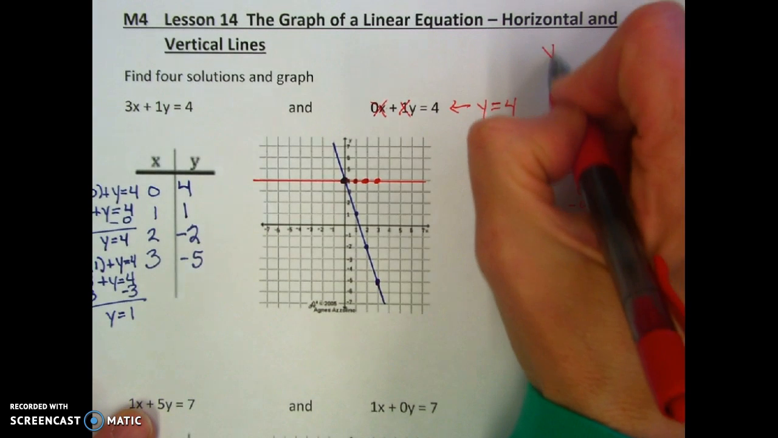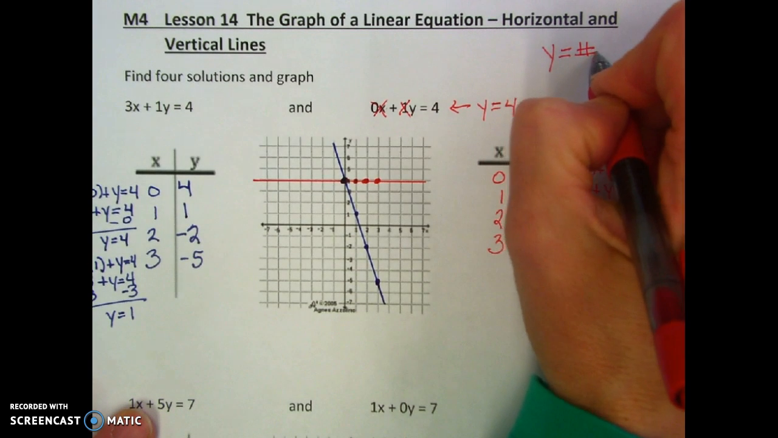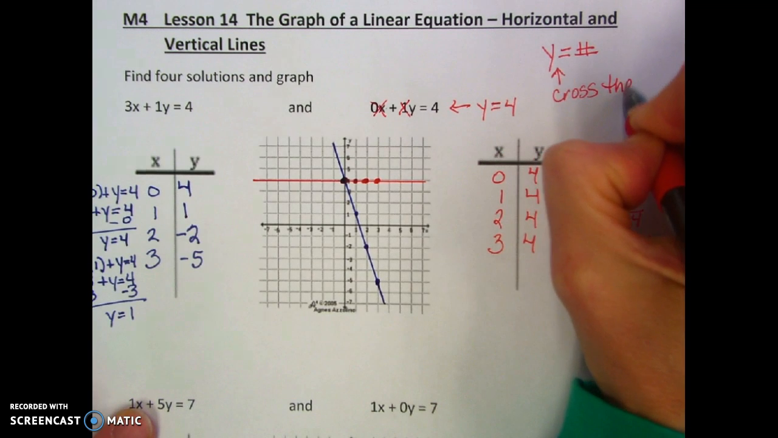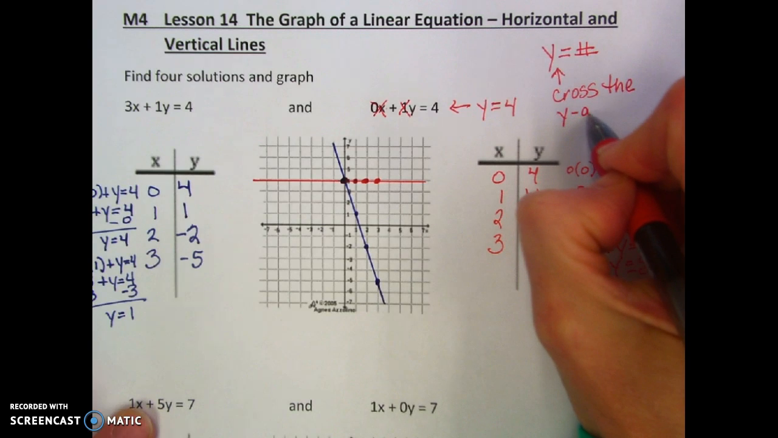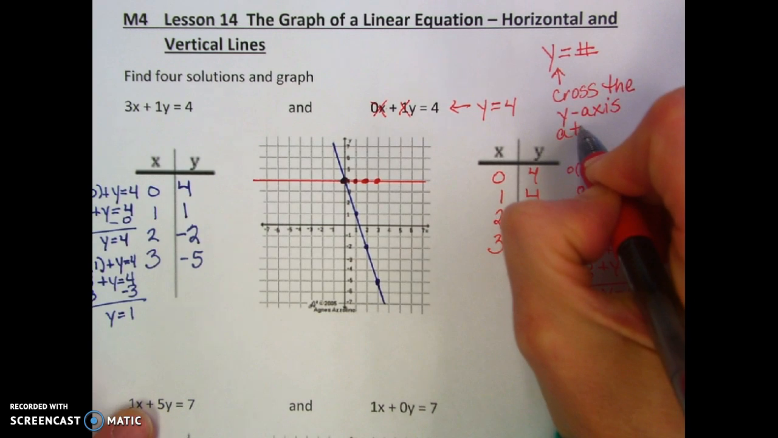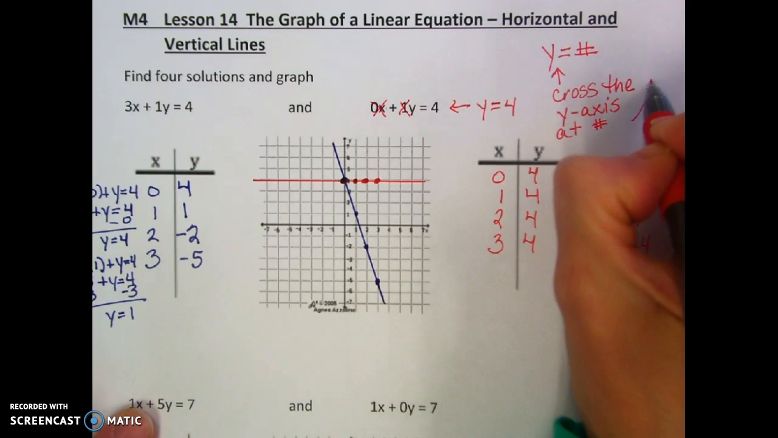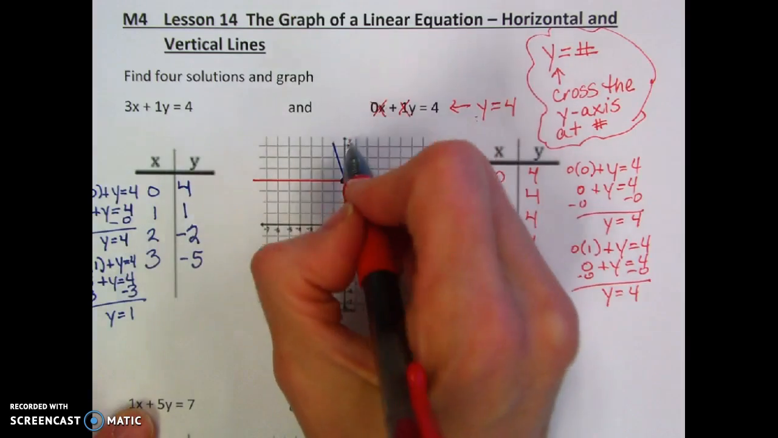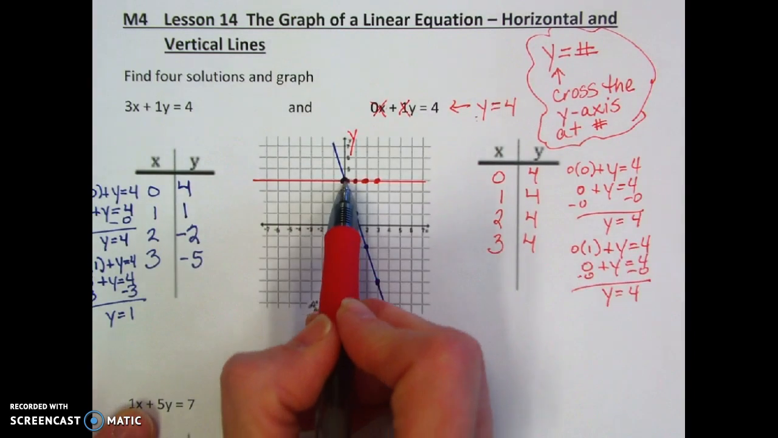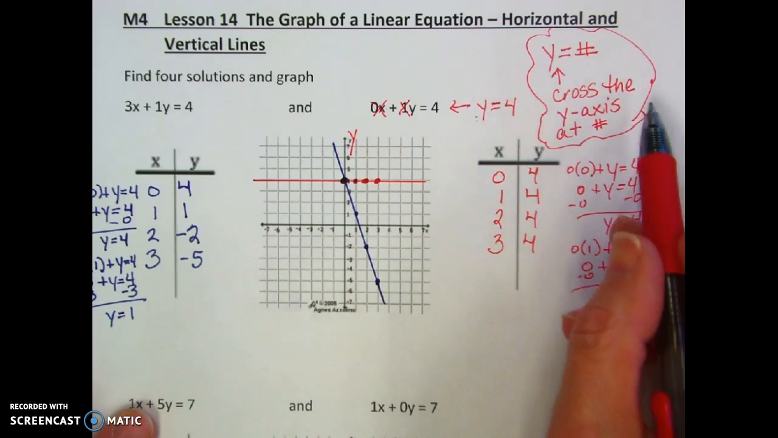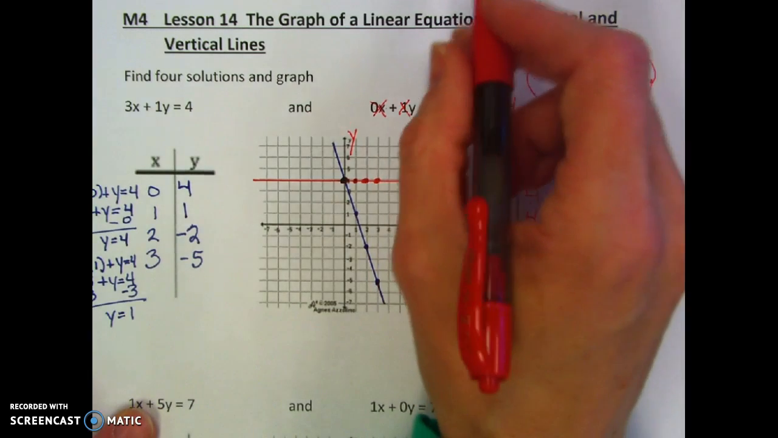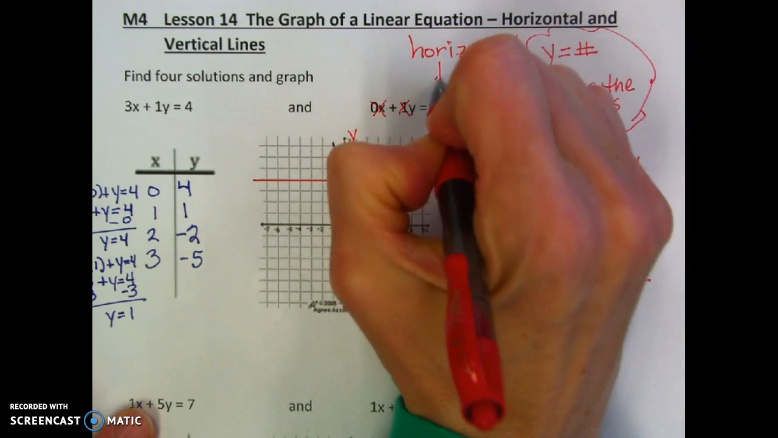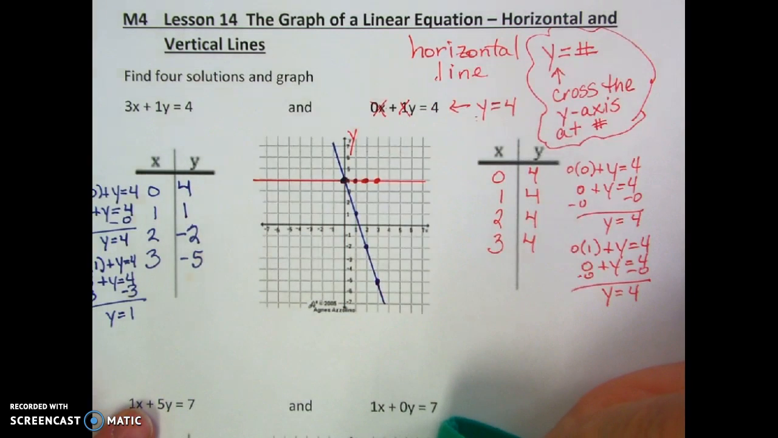Anytime we have y equal to some number, this is telling us that we will cross the y-axis at whatever that number is. So in this case, we're crossing the y-axis, this is your y-axis, at 4. Crossing it at 4. In other words, we will have a completely horizontal line. It will not be slanted or sloping.